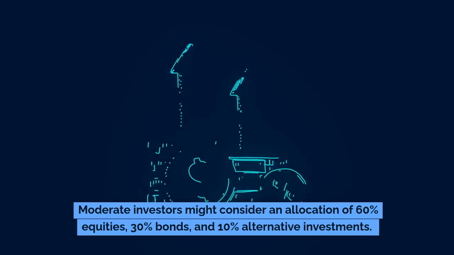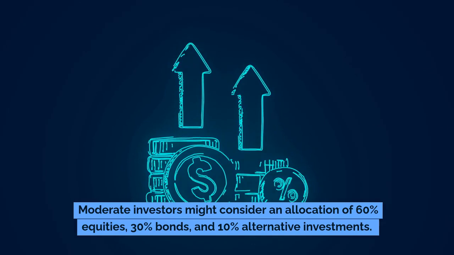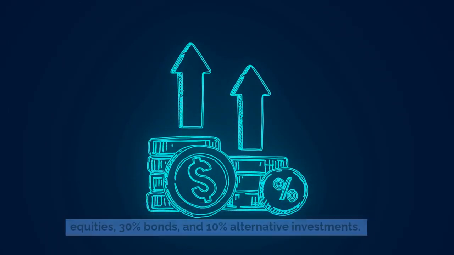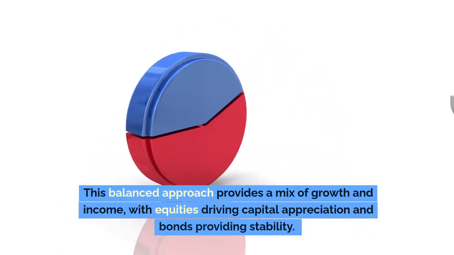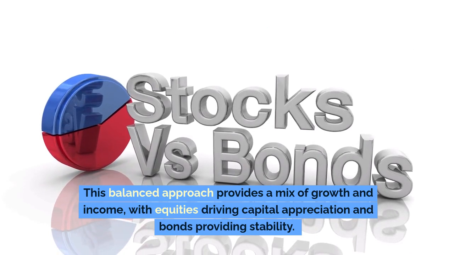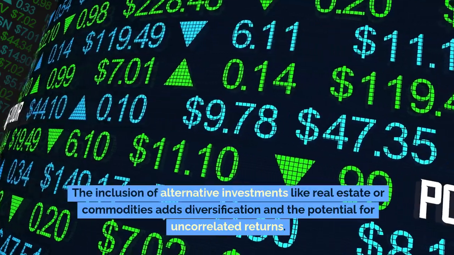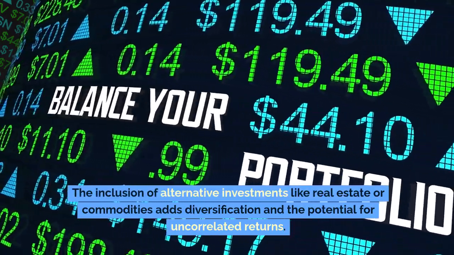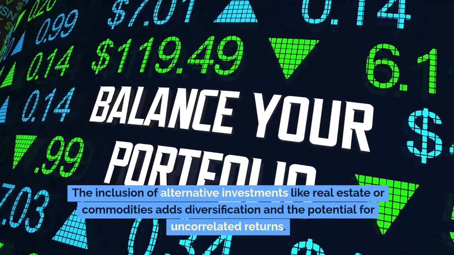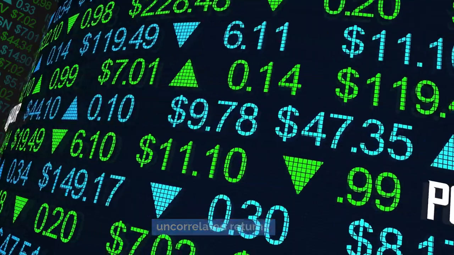Moderate investors might consider an allocation of 60% equities, 30% bonds, and 10% alternative investments. This balanced approach provides a mix of growth and income, with equities driving capital appreciation and bonds providing stability. The inclusion of alternative investments like real estate or commodities adds diversification and the potential for uncorrelated returns.